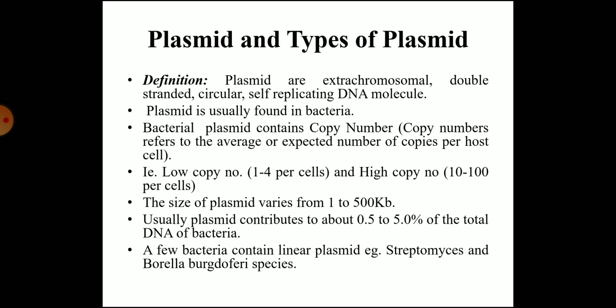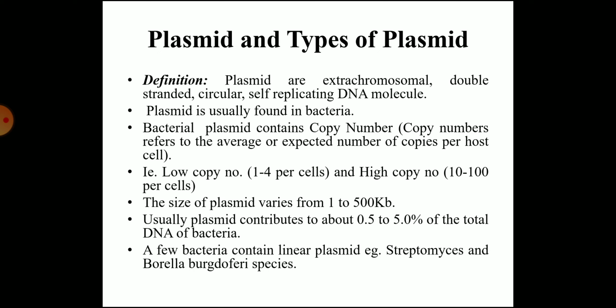Plasmids are extrachromosomal, double-stranded, circular, self-replicating DNA molecules. Simply, it is a DNA molecule which is double-stranded, circular and self-replicating. The plasmid is usually found in bacteria. This bacterial plasmid contains copy number. What is copy number? Copy number refers to the average or expected number of copies per host cell.